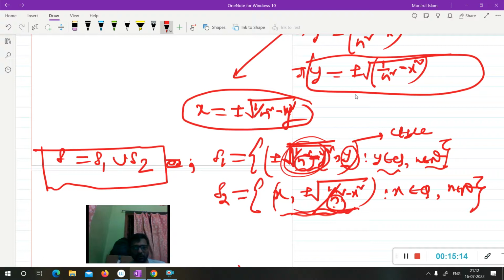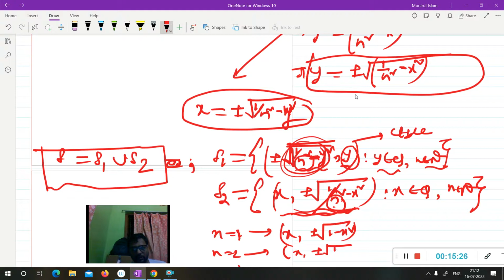If I put n equal 1, then you get this element x plus 1 minus x square. You put n equal 2 here, you get another element. You get them sequentially, 1 upon 4 minus x square, and so on. For every natural number you get an element, so you can count this. So S2 is also countable. Similarly, this set is also countable.